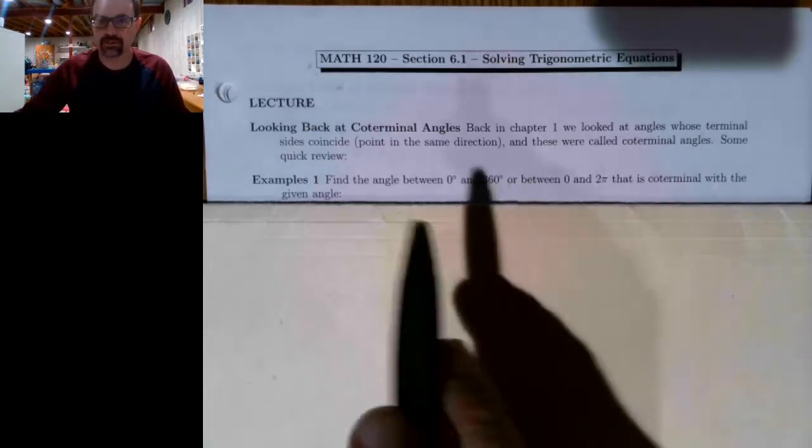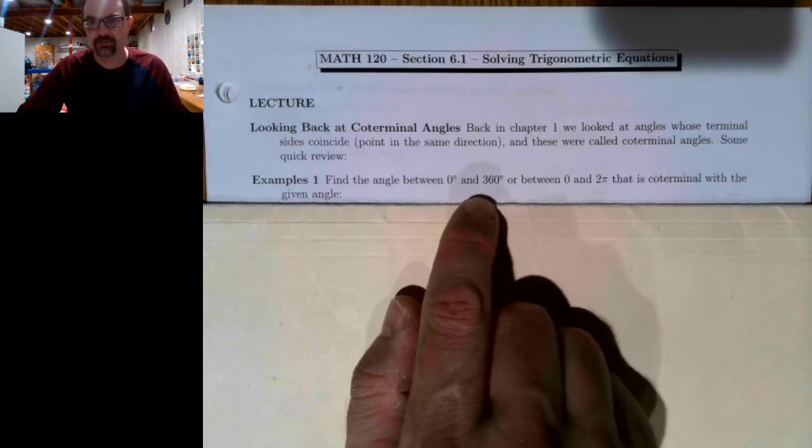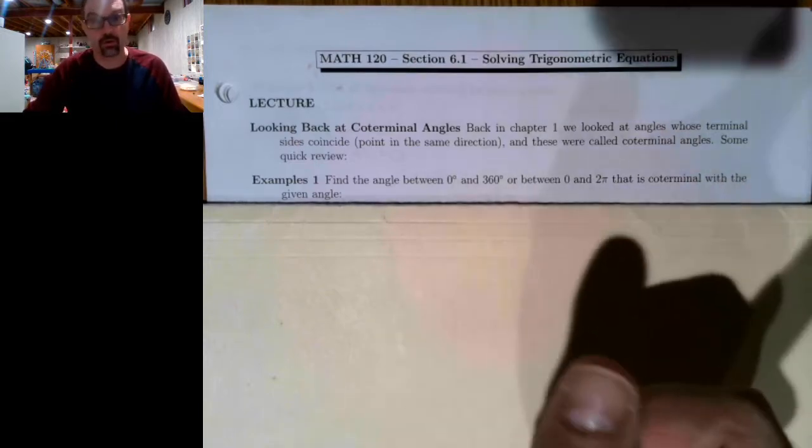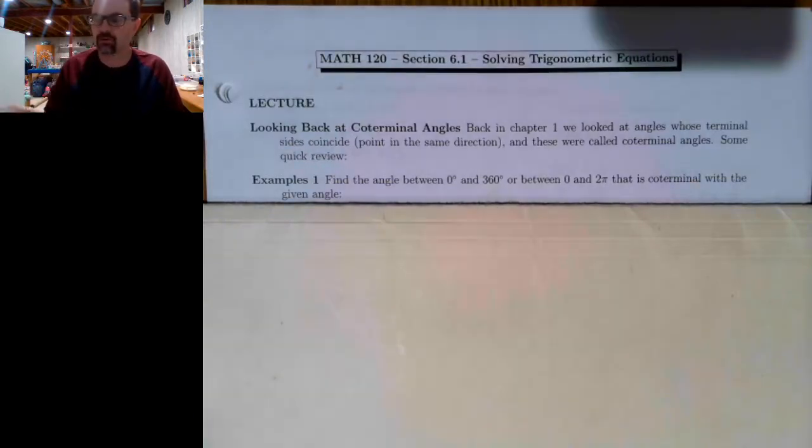And in fact, the first thing we need to do is, as it says, look back at coterminal angles, which we started talking about a long time ago. Alright, find the angle between 0 and 360, or, and this is new at least, between 0 and 2 pi, that's coterminal with the one that's listed there.